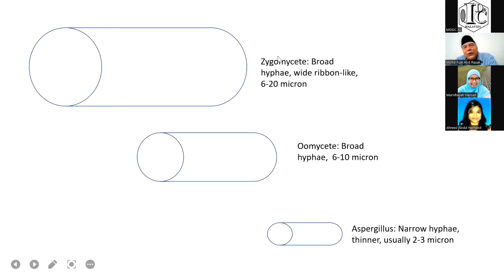So how do you differentiate zygomycete from oomycete? Because both of these groups have coenocytic hyphae, zygomycete has broader hyphae than oomycete. Oomycete hyphae are broader than Aspergillus. So that's one way we differentiate zygomycete from oomycete, by looking at the width of the hyphae.